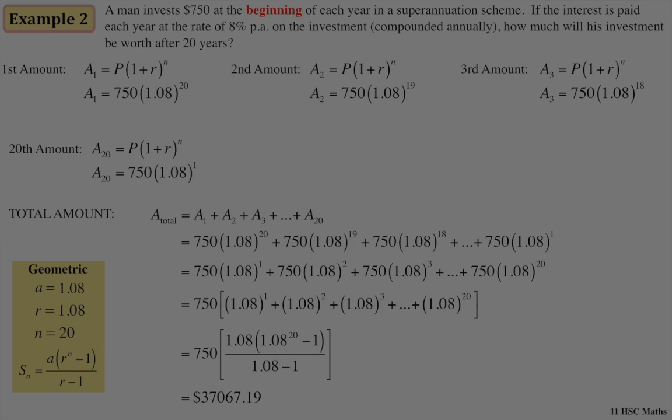Let's think about what he actually put in. He put in $750, and he put in 20 lots of it. So $750 times 20 lots works out to be $15,000. He put in $15,000 and he got back over $37,000. That's not bad interest.